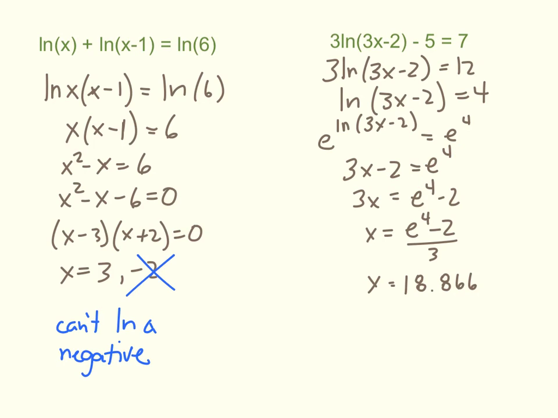Same thing, we'll wait until the very, very end to calculate e to the 4th. So calculator-wise, e to the 4th plus 2, divided by 3, is approximately 18.866.